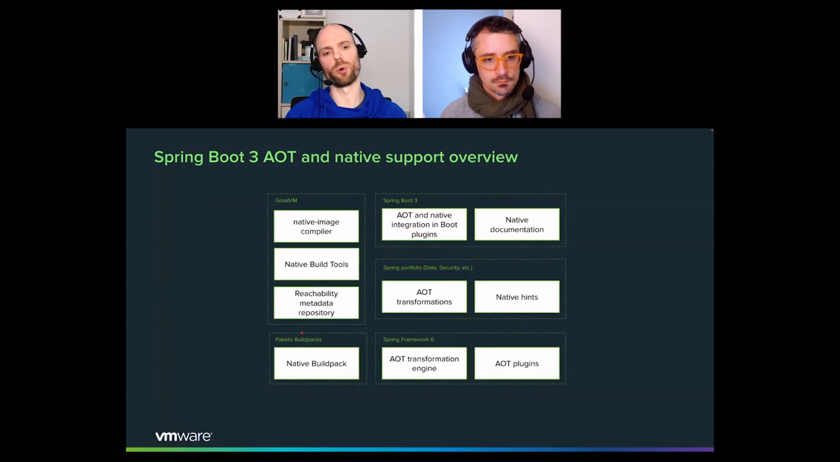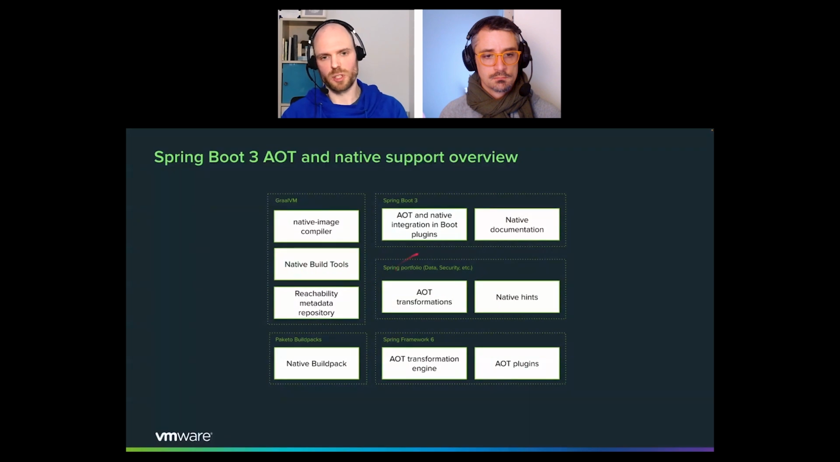Then we have support with buildpacks. I'm going to talk about it in the next slide. The buildpacks transform your application from your source code into a runnable OCI image, for example a Docker image, and they are now native compatible. So if you want to get a native image in a Docker container, you can with these native buildpacks.